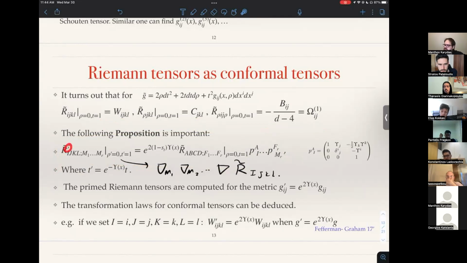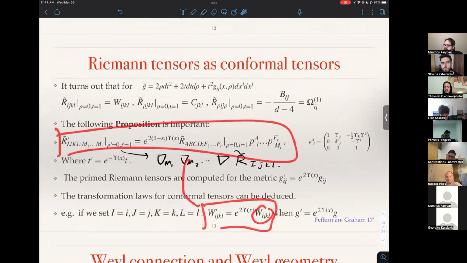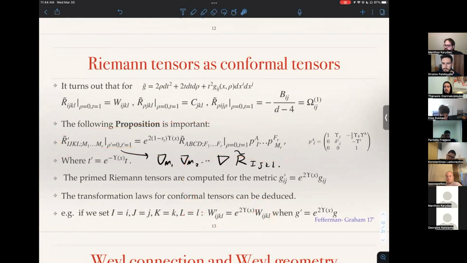So the prime here indicates the T prime coordinate system and corresponds to the Weyl transformed metric G prime. Okay, for example, if I set in this proposition here IJKL, as I said, I get the Weyl Riemann, I get this transformation law. So this proposition just reduces to this and gives me the Weyl weight of the Weyl tensor under conformal transformation. And the same for the Cotton, the same for the Bach.